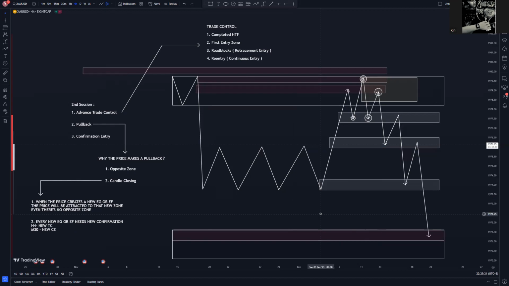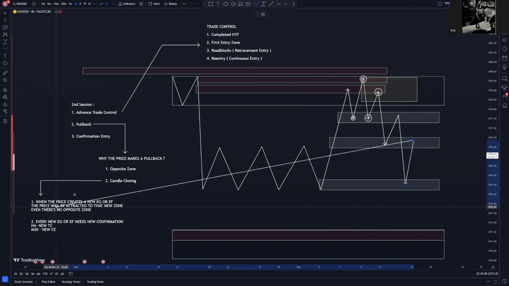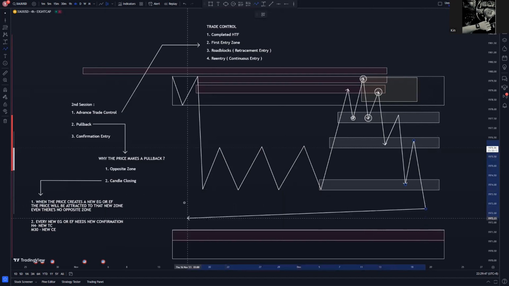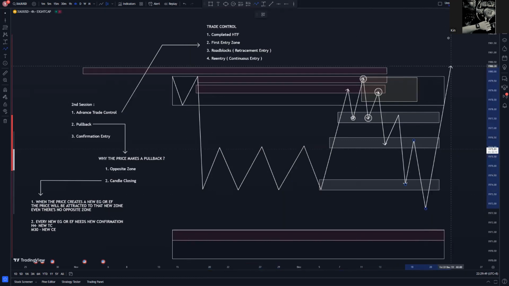So right now I'm going to explain this. Like I said, no matter how long it takes, when the price creates an EF, it will go to our opposite zone, which is our buy zone. And remember, sometimes the price can do this. The price can create this pattern. Went down, there is no opposite zone, but the price, boom, went up like this.